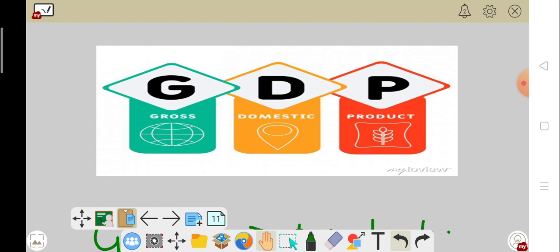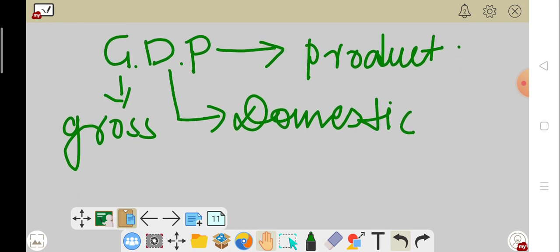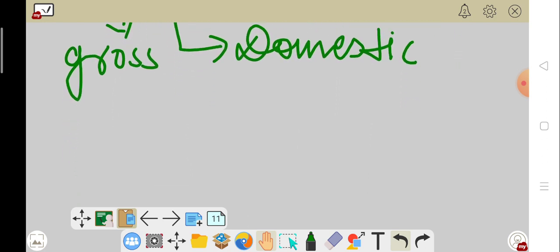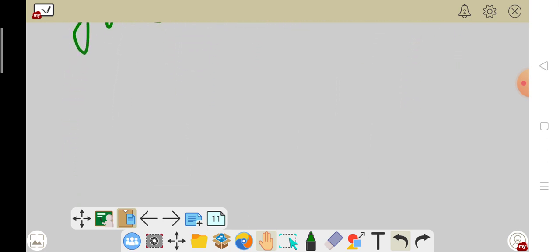So, what is the difference between nominal GDP versus real GDP? The maximum questions come from this topic. What is the difference between nominal or current GDP versus real, which is constant GDP? Let's have a look at this topic.